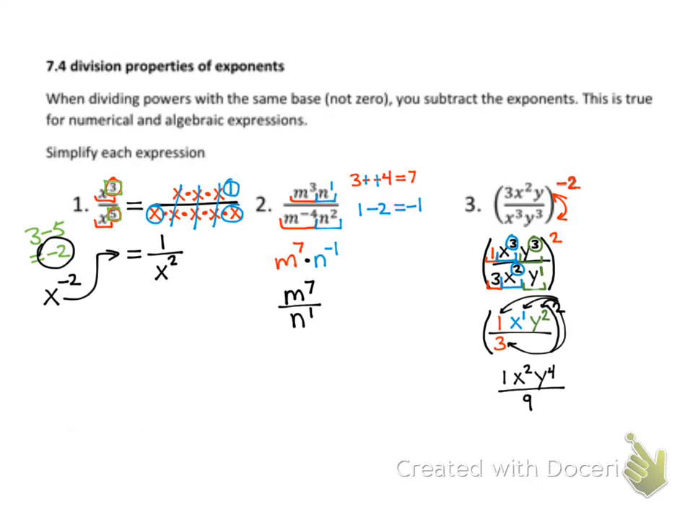So 1 squared is 1, x to the first times 2 is 2, y squared squared is y to the fourth, and 3 squared is 9.